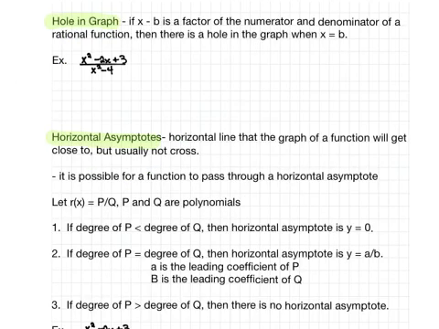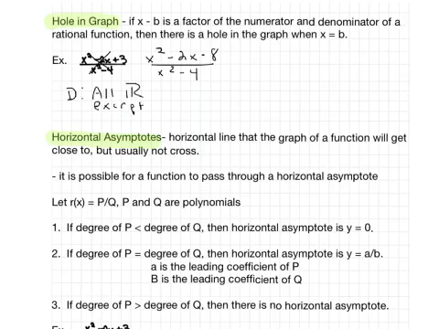Now we're going to look at what a hole in the graph will actually look like. I'm going to take this problem and change it a little bit so that the numerator is actually factorable. So instead of having this rational expression, I'm going to have this. All I'm going to do is change that 3 to a minus 8. You'll notice my denominator is still the same, so my domain is still all reals except 2 and negative 2.